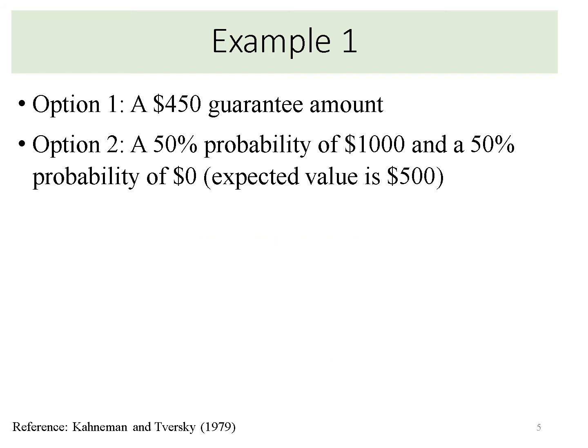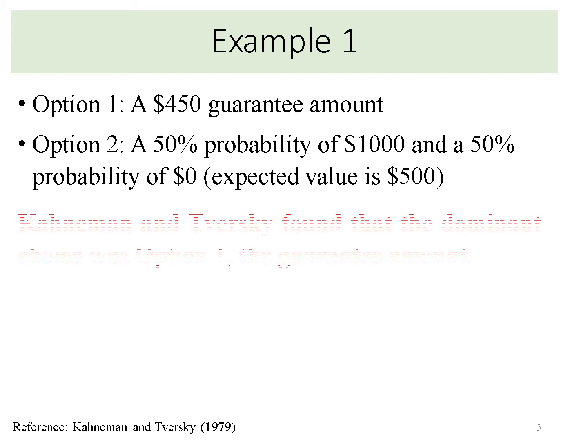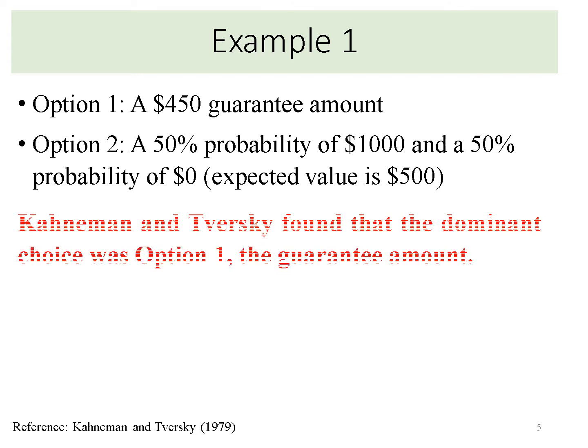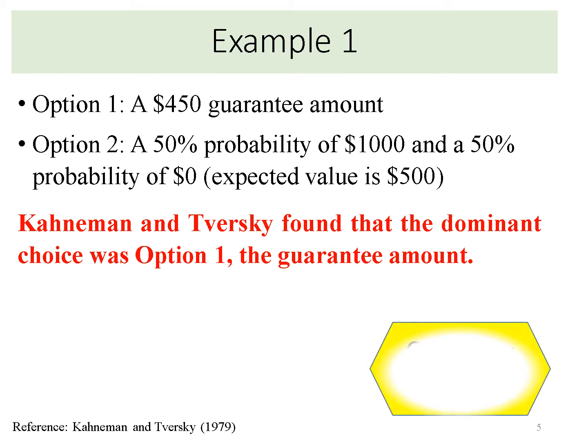However, having run many experiments on the choices, Kahneman and Tversky found that the dominant choice was option 1. Respondents would choose option 1, the guarantee amount of $450 rather than the higher expected value. This behavior is termed as the certainty effect, where investors exhibited risk aversion by choosing sure gains rather than probable gains.